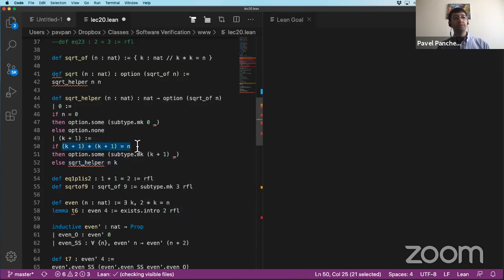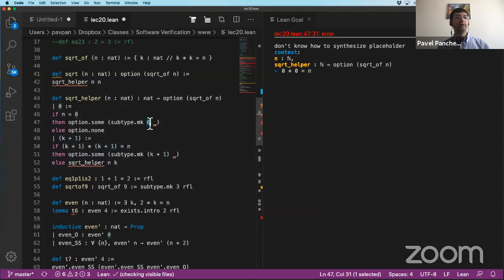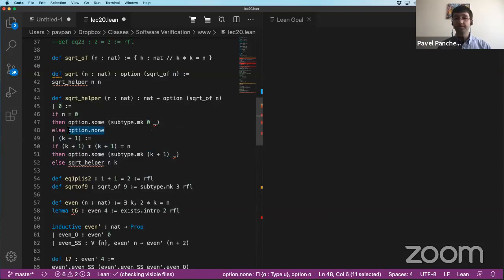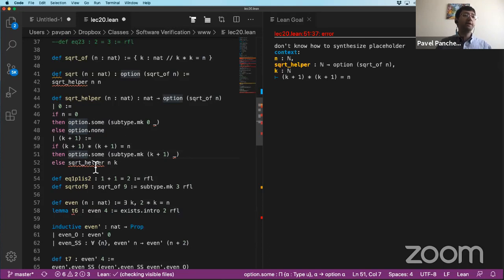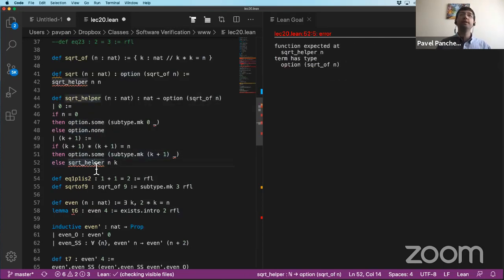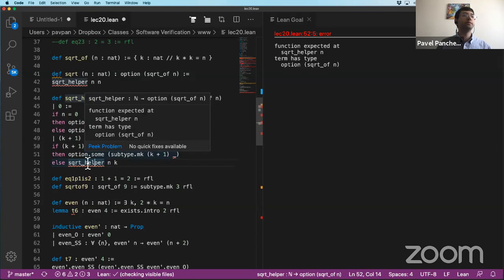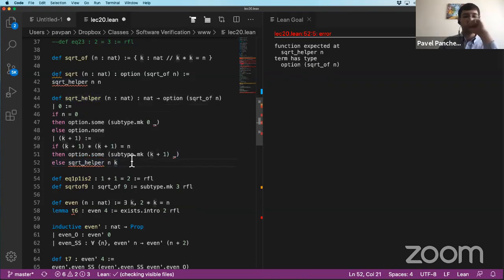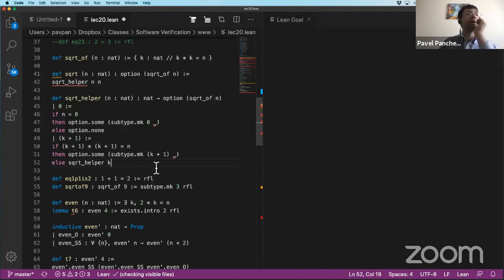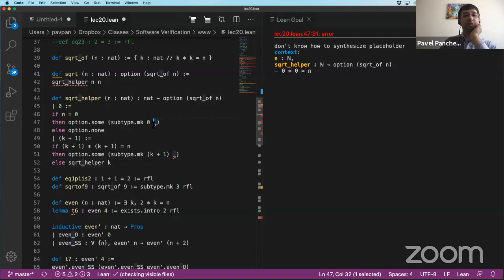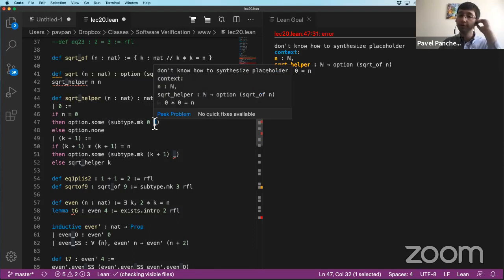And then I gotta do this thing where I actually look at the square root, and if I actually squared my test number, k plus 1, and if that's equal to n, then that is my square root, and otherwise I do some other thing. What I need to fill in here are these proofs. So remember that the subtype.make gives us the actual square root we're looking for, and then separately we need to give it our proof that it is a square root.